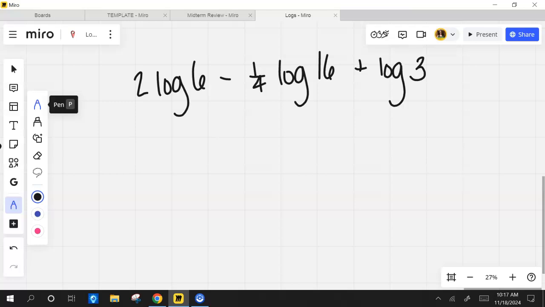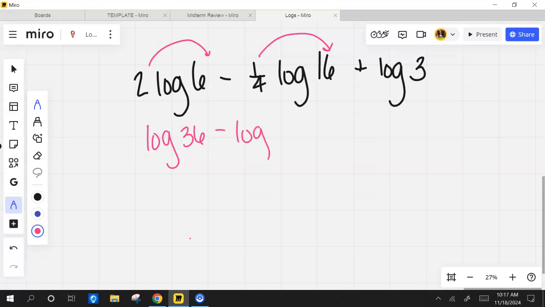What is 16 to the 1/4? 2. That's right. So 36 divided by 2 is 18. And 18 times 3 is 54, Mr. McGee.